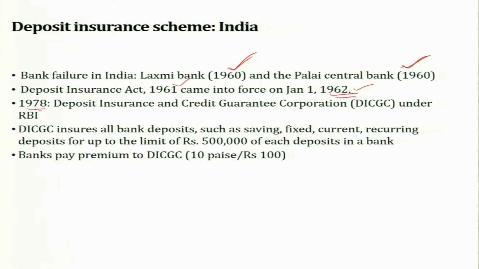So what does DICGC do? DICGC insures all banks' deposits, such as savings, fixed, current and recurring deposits, up to the limit of 5 lakhs per depositor in a bank. Banks pay a premium to the Deposit Insurance and Credit Guarantee Corporation. When we deposit our money in the bank, we are not aware that a premium has been paid, because the bank pays the premium from our funds. That means it is already included in, or deducted from, the interest income that the bank gives us.